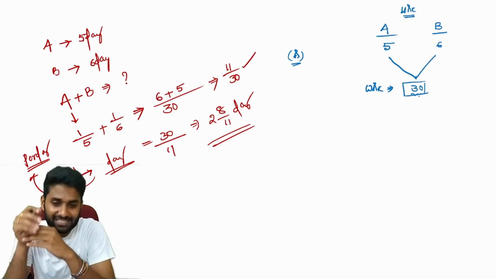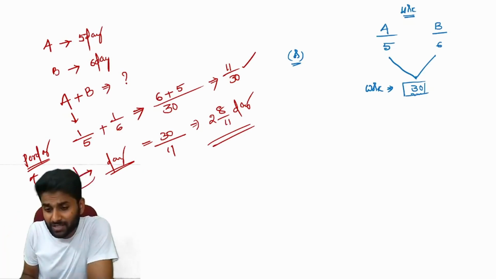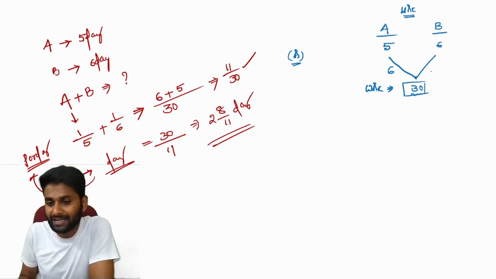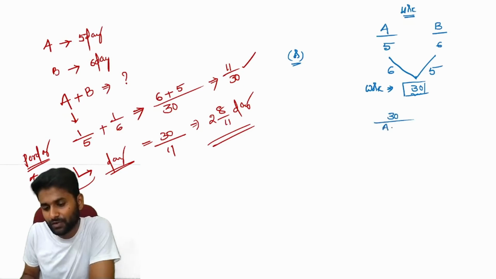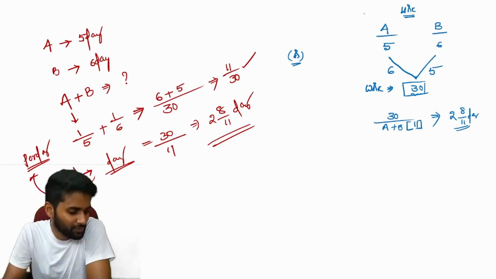See, for better calculation, we are using the L.C.M concept here. Now 30 units of work. A takes 5 days, means A can finish 6 units per day. Same way, 30 units of work B will complete in 6 days. Now B does 5 units. Now here the question. If 30 units of work, now we are assigning A and B together. If A, B together, they will complete 11 units in a day. For 30 units, how much time does it take? 2 8 by 11 days. So learn this method, you can save your calculation.